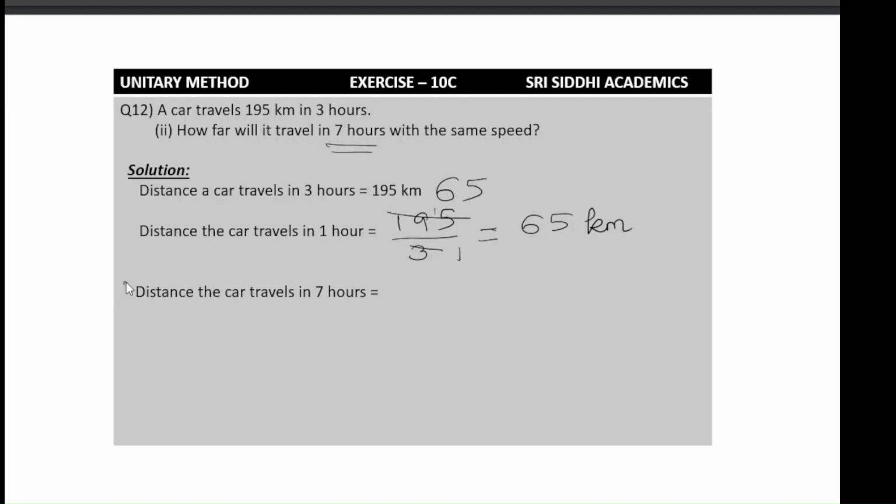So therefore the distance the car travels in 7 hours is 65 multiplied by 7. 7 5s are 35, right? 3 gets carried over, 7 6s are 42. 42 plus 3 is 45. So it's total 455 kilometers. The same car will travel with the same speed in 7 hours. Okay, so let's move to the next question that we have to do.